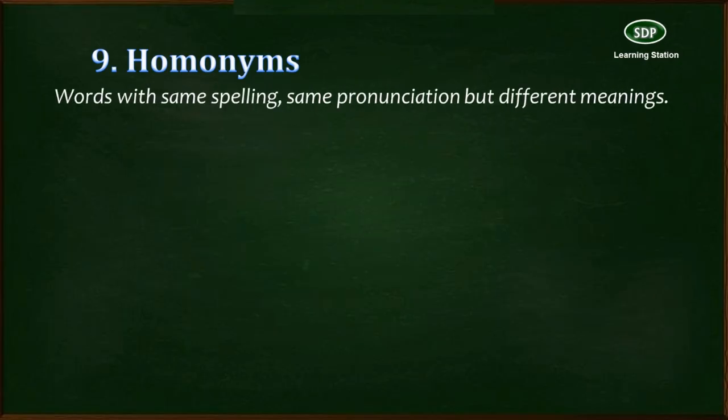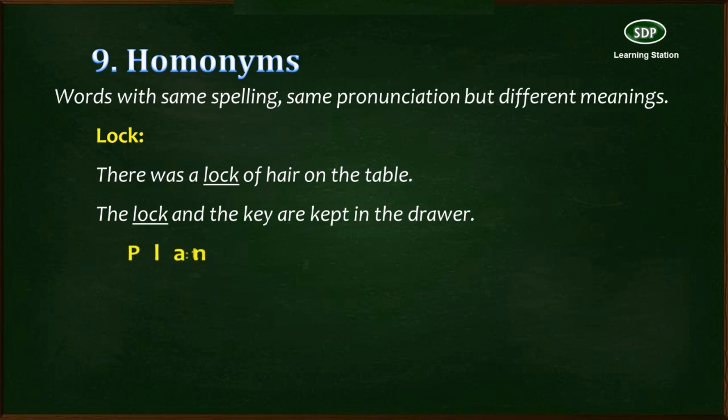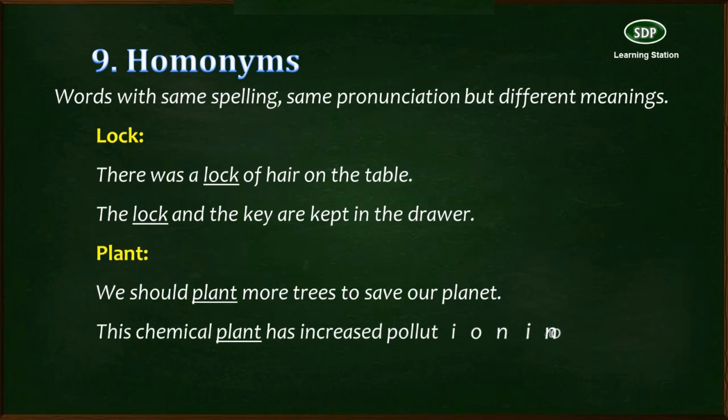Homonyms. Words with the same spelling, same pronunciation, but different meanings, are called homonyms. Example: lock. There was a lock of hair on the table. The lock and the key are kept in the drawer. Plant. We should plant more trees to save our planet. This chemical plant has increased pollution in our city.